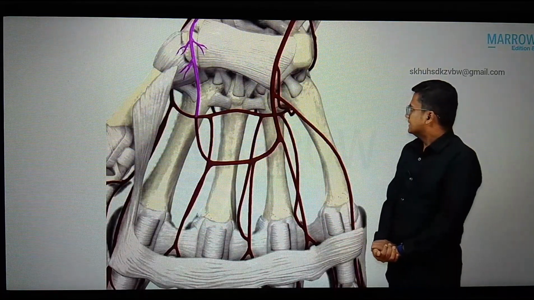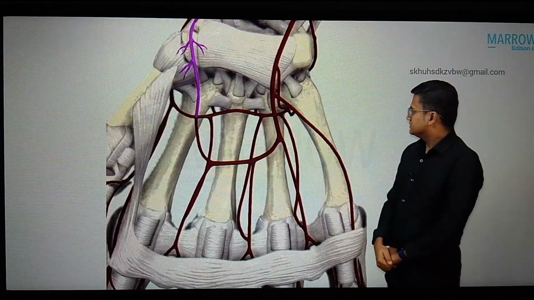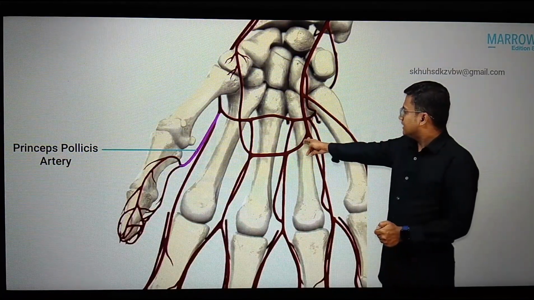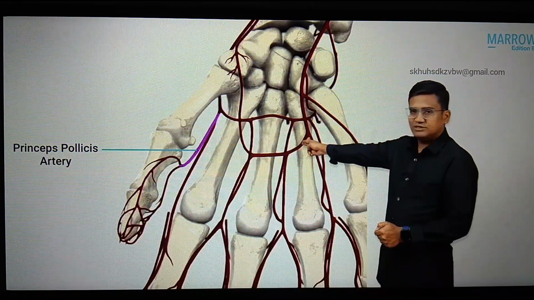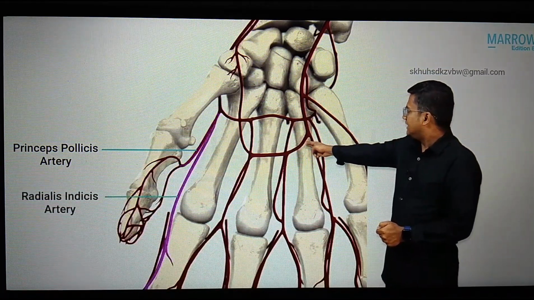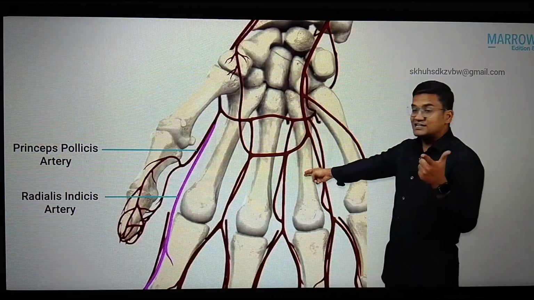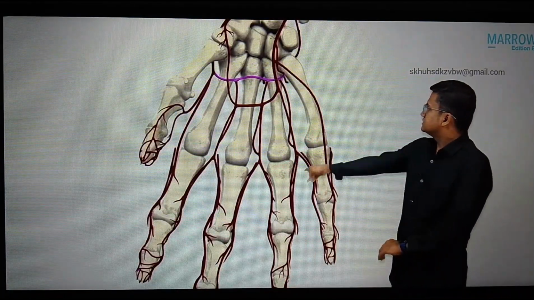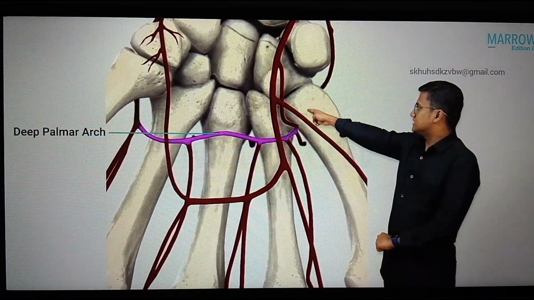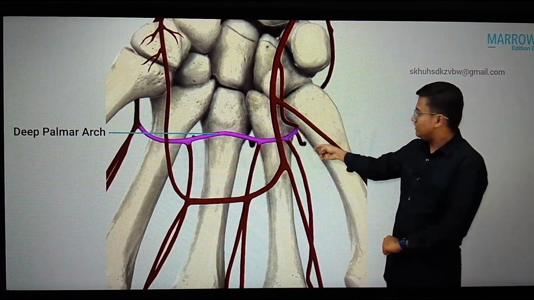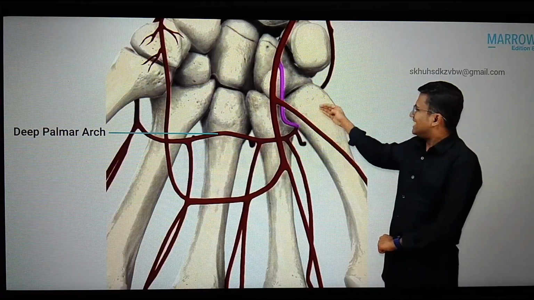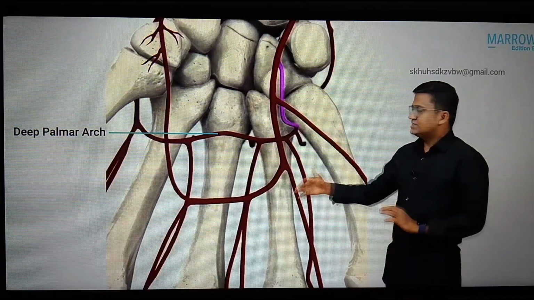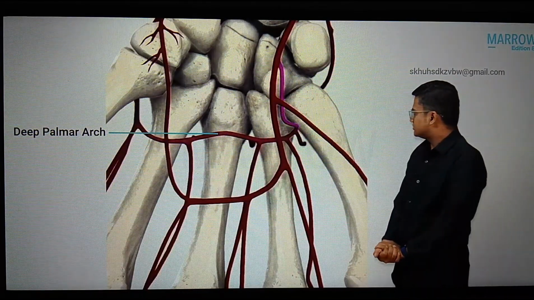Now the radial artery gives one full branch to the thumb, that is the princeps pollicis artery, the principal artery to the thumb. The radial artery also gives a branch to the radial side of the index finger, called the radialis indicis. After giving this branch, the radial artery continues as the deep palmar arch. The deep palmar arch, the continuation of the radial artery, is completed on the other side by a small contribution from the ulnar artery. So these are the palmar arches, the deep palmar arch and the superficial palmar arch.